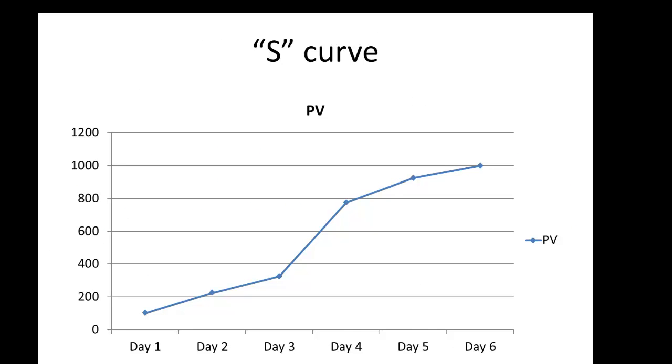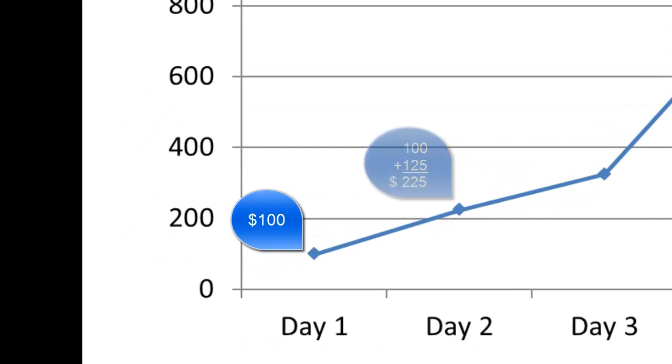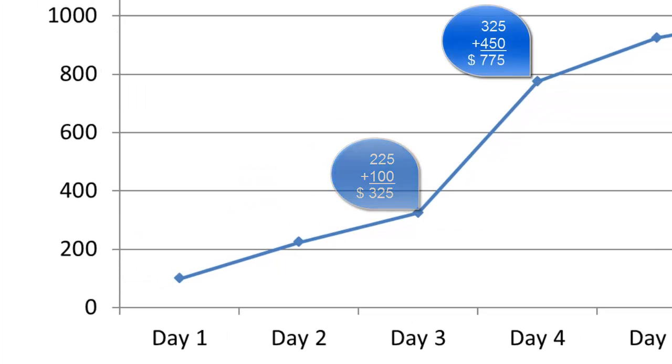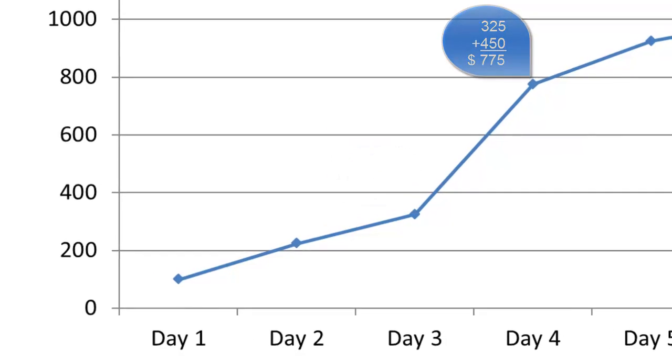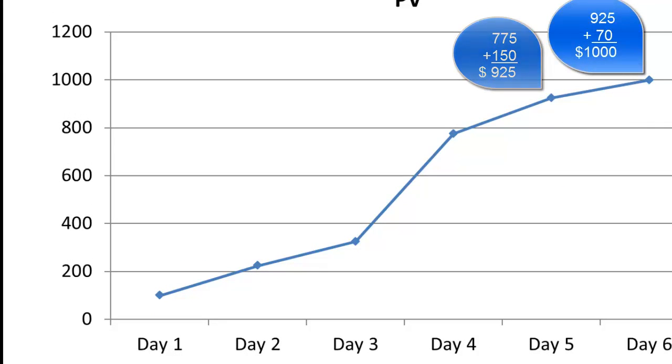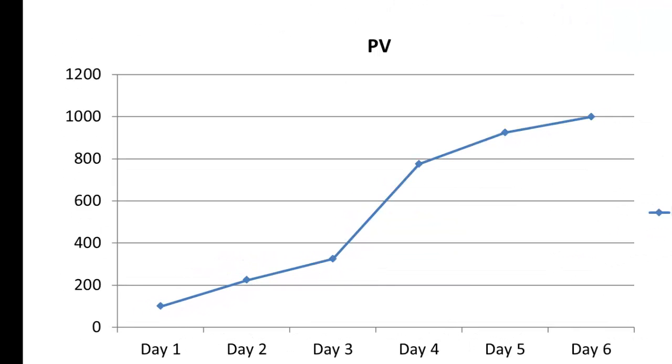Let's look at the S-curve. This is a cumulative effect of the planned value that we accumulate from one day to another. So on day 1, you're looking at $100, day 2, $225, day 3, $325, day 4, $775, day 5, $925, and day 6, $1,000. And as you can see, it creates this S shape.